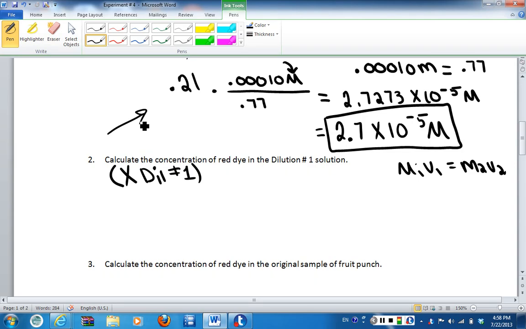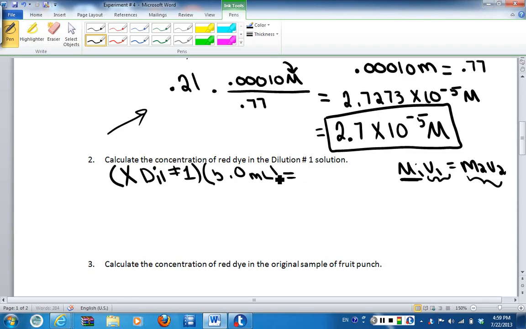So if I'm looking for the concentration in dilution number 1, I have to know the volume and M2 and V2. Basically I have to know the volume that I took out of dilution number 1. And I know that I took out 5 milliliters.